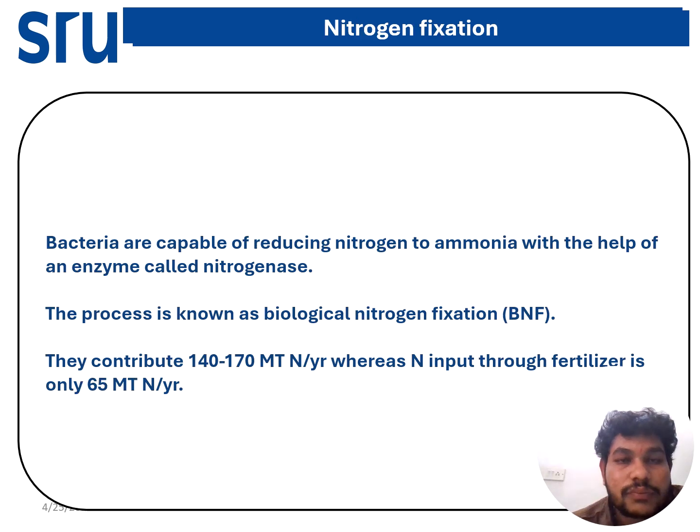Then the nitrogen fixation. This is biological nitrogen fixation. Biological nitrogen fixation means the conversion of atmospheric nitrogen into the NH4 form. It will occur with the help of microbes. In the world, nearly 140 to 170 million tons of nitrogen per year gets fixed by biological nitrogen fixation, whereas through fertilizer we produce nearly 65 million tons of nitrogen per year.